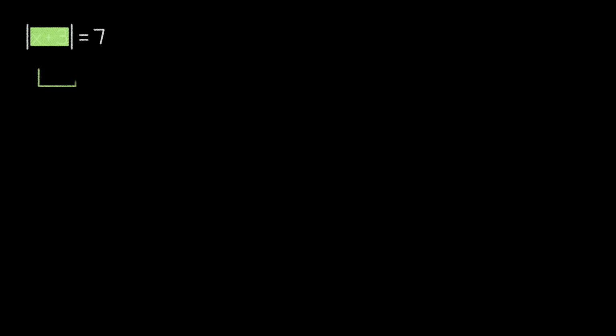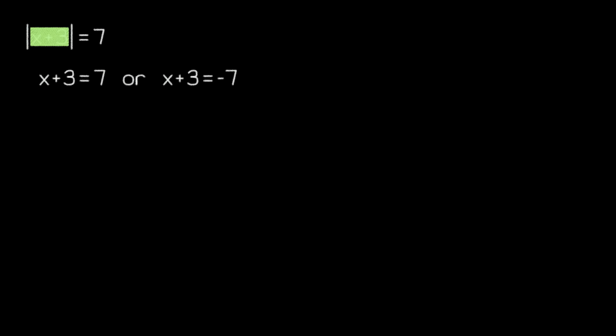But that's the same equation that we solved earlier. When the absolute value of A was equal to 7, we deduced that A could be 7 or negative 7. So the same thing applies to our box. It can be equal to 7 or negative 7. Now that we have these two equations, we need to think back to what the box actually represents. It stands for the expression x plus 3. So let's replace the boxes with x plus 3.